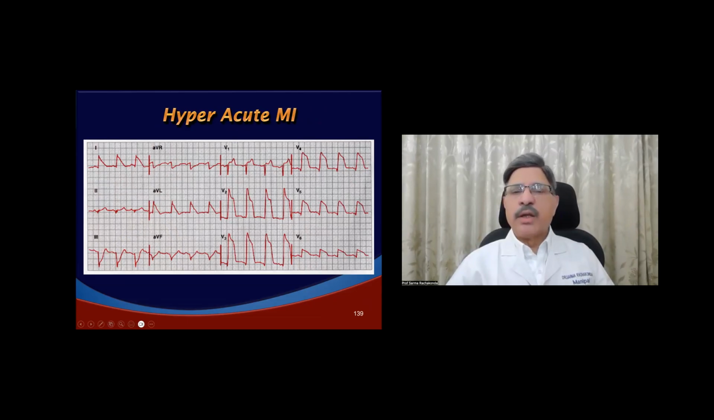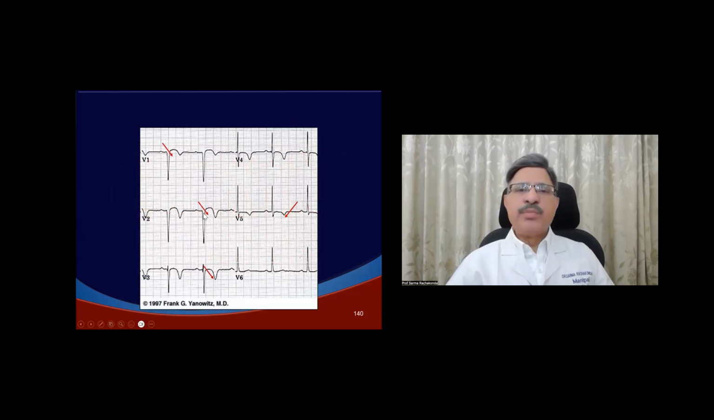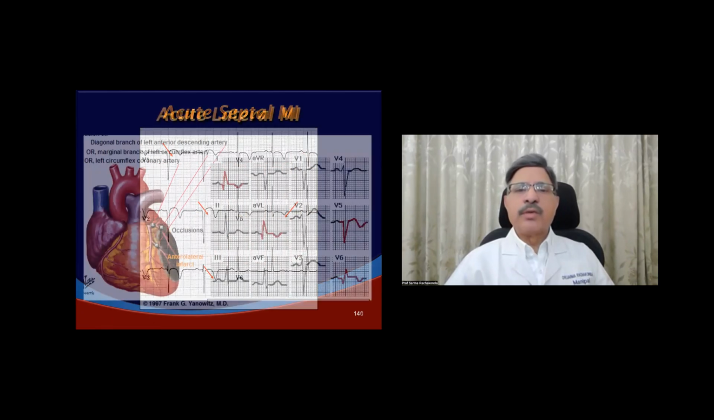This is a very hyperacute MI. Then you see here acute septal infarction. V1, V2, V3 are affected. No other leads are affected. Septal leads only are affected.